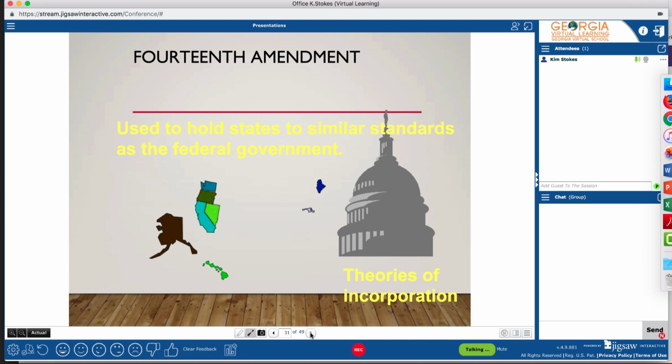The 14th Amendment is used to hold states to similar standards as the federal government. In other words, the state of Georgia cannot ignore the Constitution and the rights that you have as a result of the Constitution.